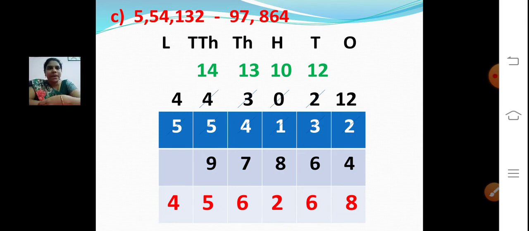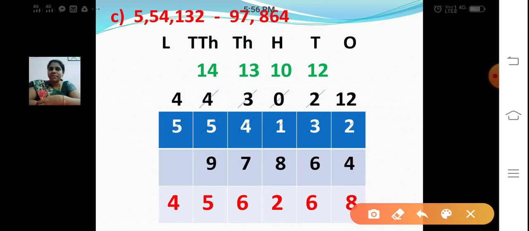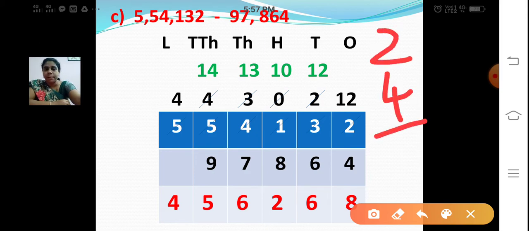We are going to subtract 5,54,132 minus 97,864. Shall we subtract these two numbers now? Yes. Now how will you subtract two numbers? We have to start from the ones place, isn't it? So let's start with the ones place. So 2 minus 4. Can you subtract 4 from 2? It is not possible. So what do you have to do?